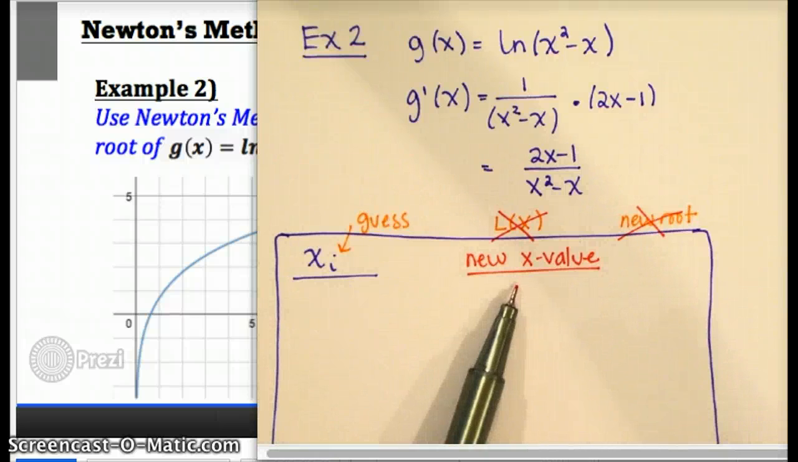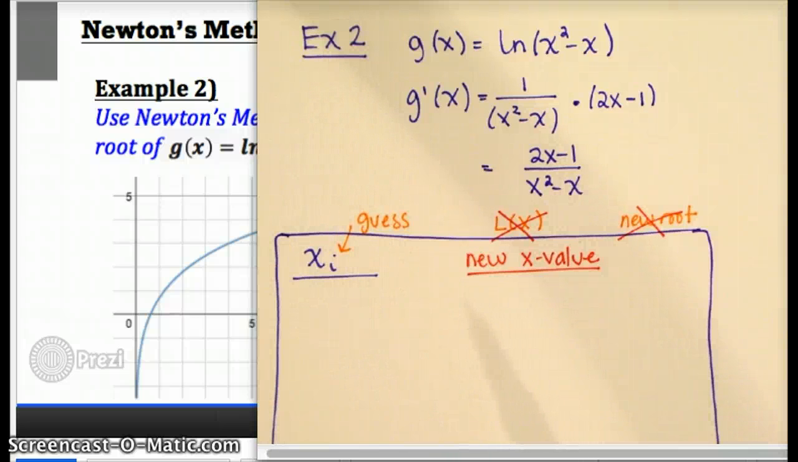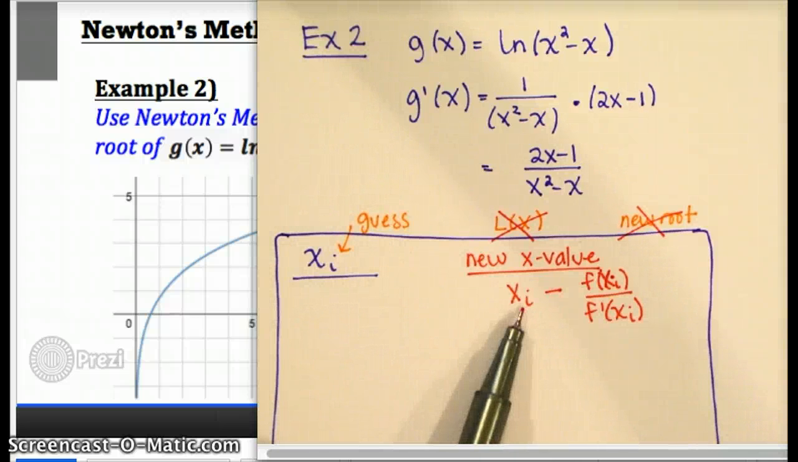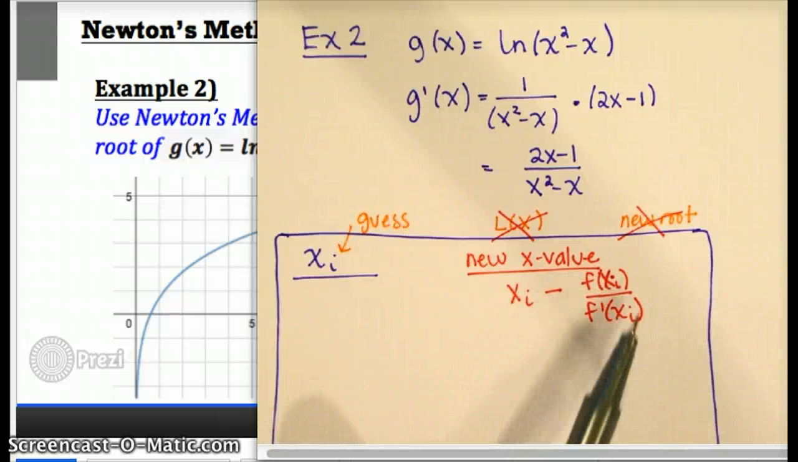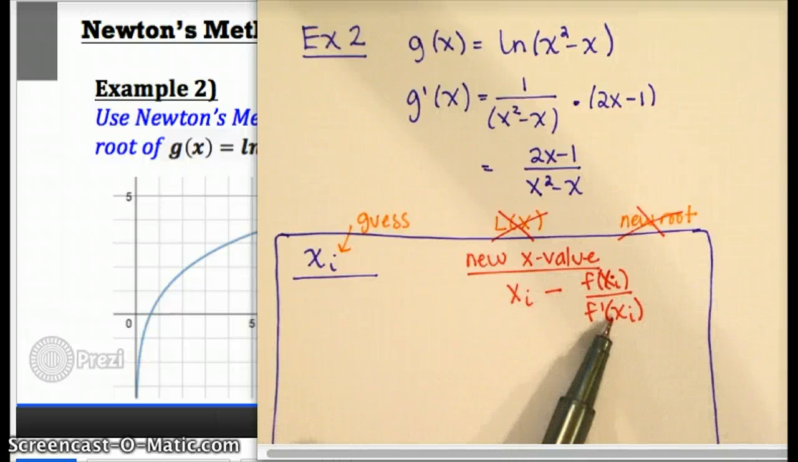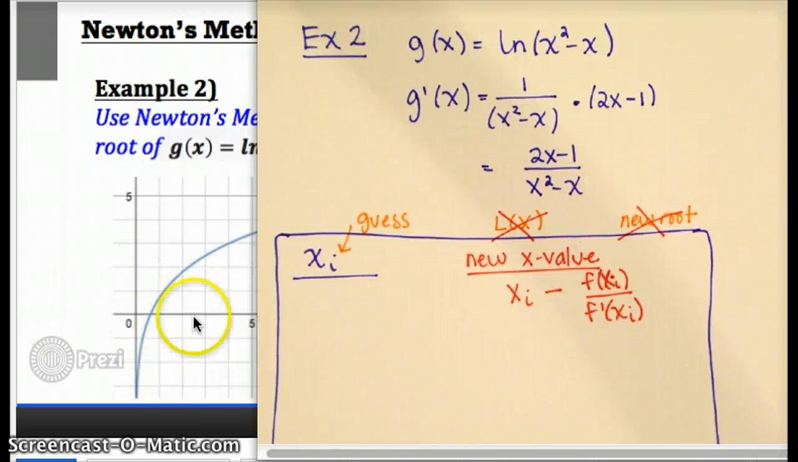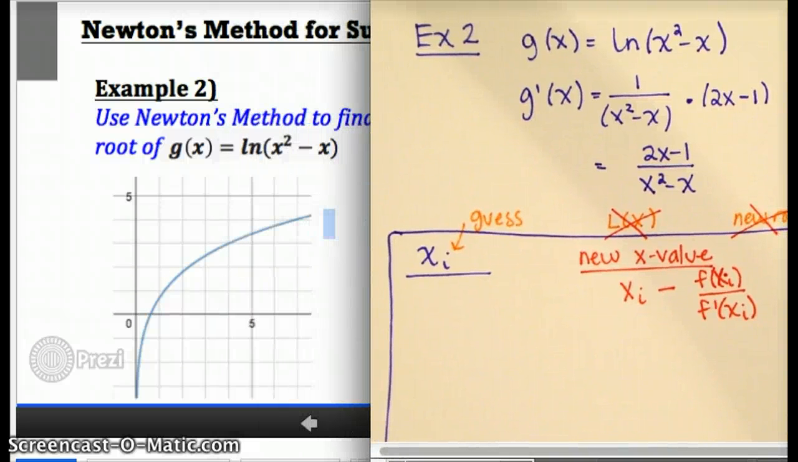In order to find the new x value, we're going to follow that formula, remember? The original x value minus the original y value divided by the slope of the original point. Let's try this. Let's look at this graph. Now, this actually isn't exactly the perfect graph. This is just an estimate of what the natural log function looks like, because realistically, when you do this, you aren't going to know what the functions are. So this is an estimate of the shape. If we think about it, we expect the root to be somewhere around 1. In this case, it looks like it's a little below 1. So maybe we should start by guessing 0.5.